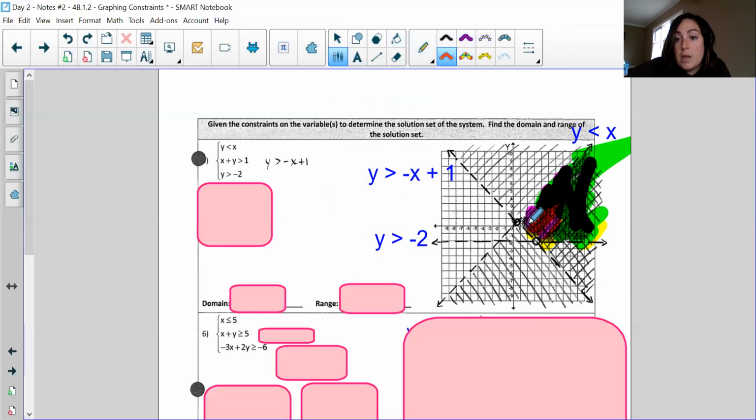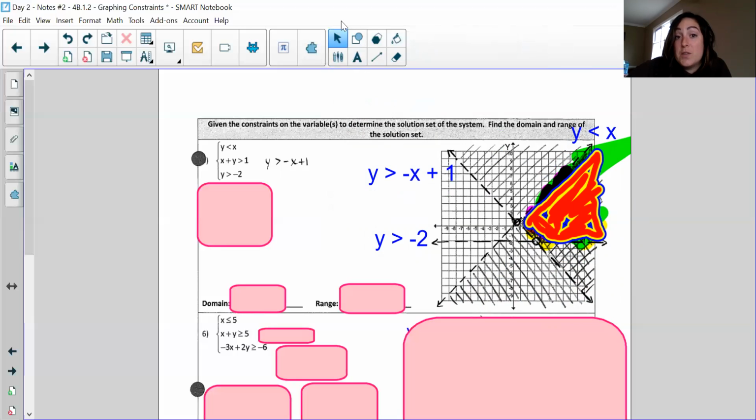So this section right here. All right, so now we need to find the domain and range of the shaded section.